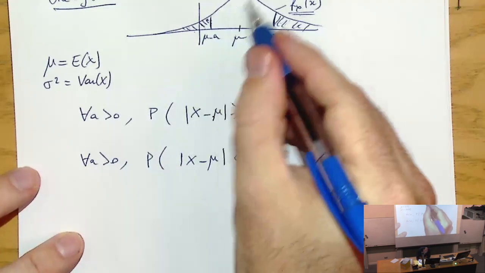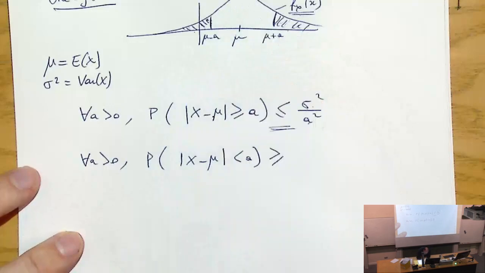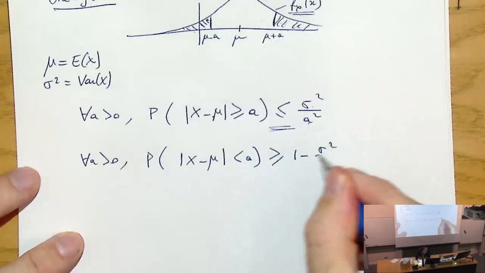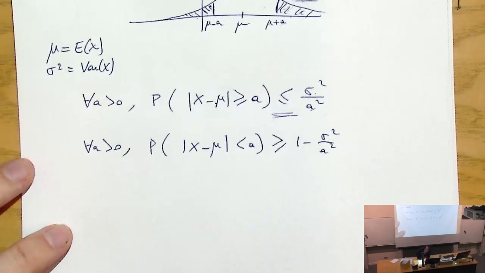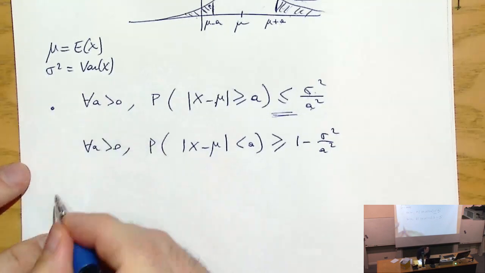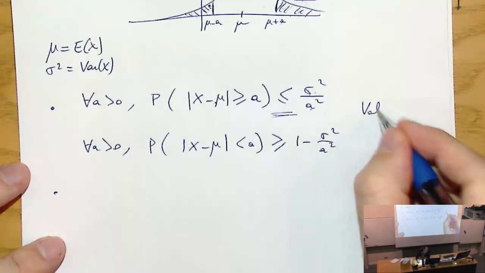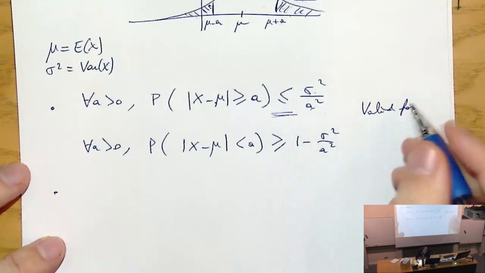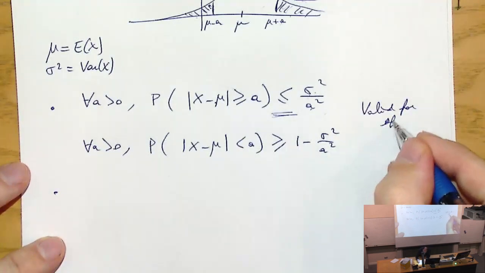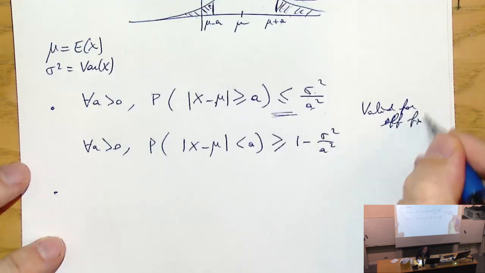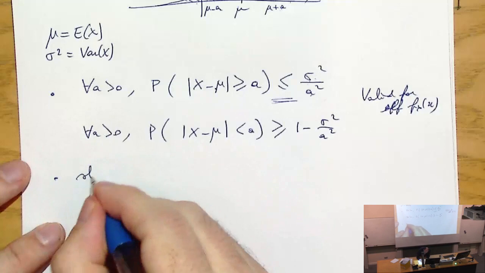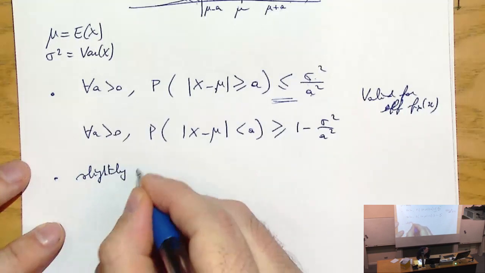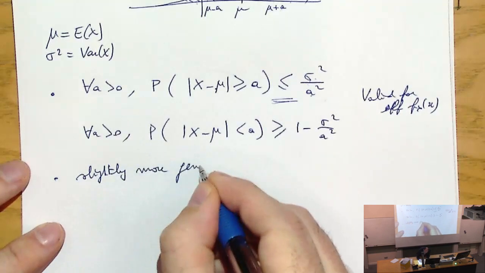I'm looking at this area here, the white part here, which is 1 minus sigma squared over a squared. So this is just a complement. So this is a useful inequality. This is valid for all PDFs.